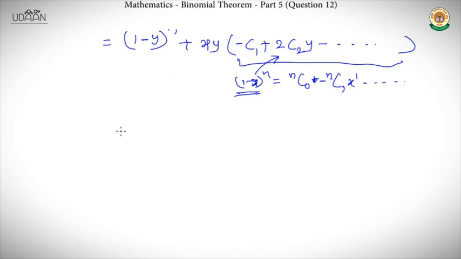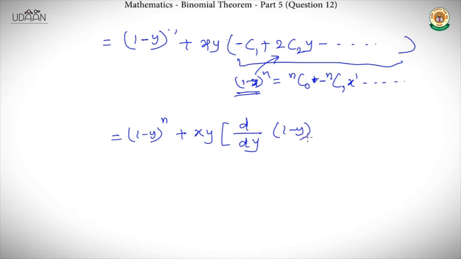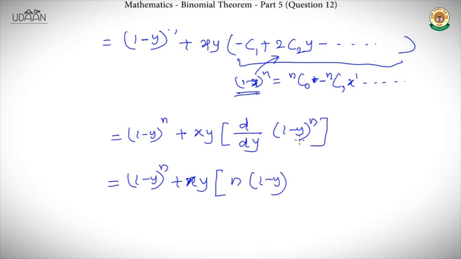So 1 minus y whole raised to n, this expression s will become 1 minus y whole raised to n into xy in bracket, d by dy. This is differentiated with respect to y. So 1 minus y whole raised to n plus n xy in bracket n into 1 minus y. The coefficient of y is minus, so we'll multiply it by minus 1.